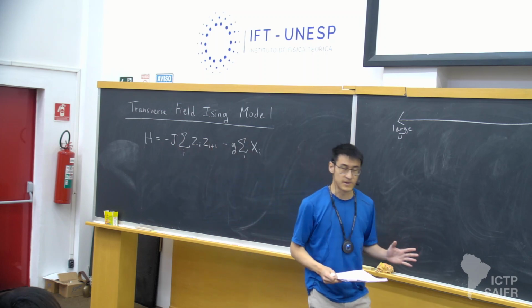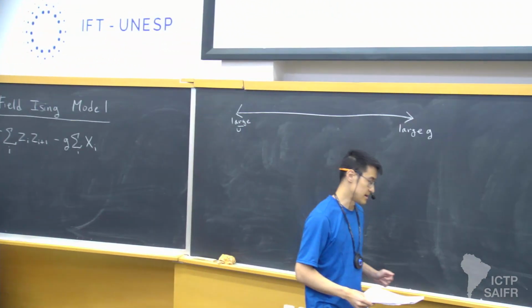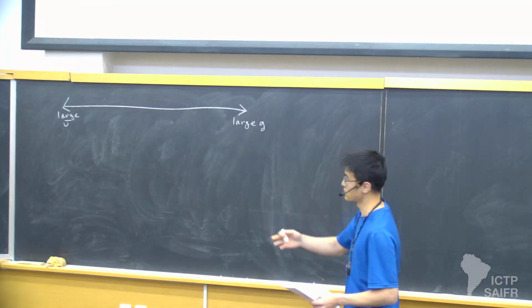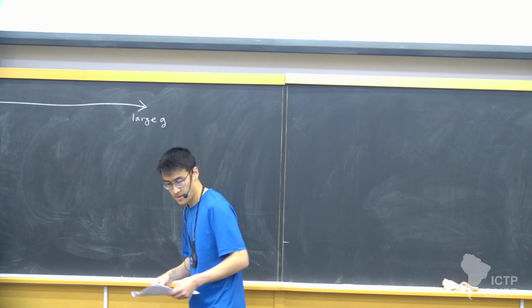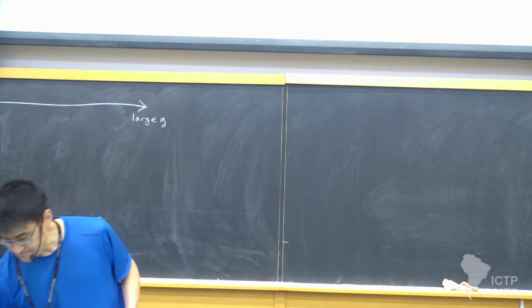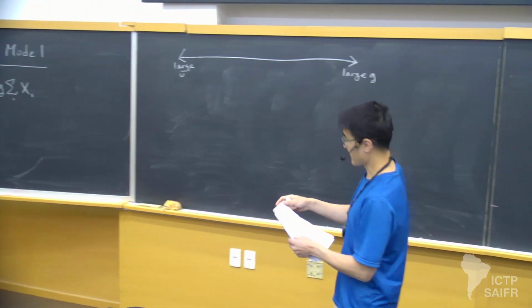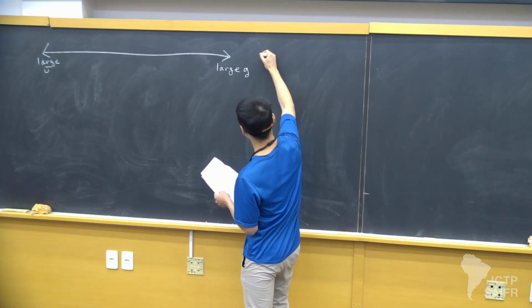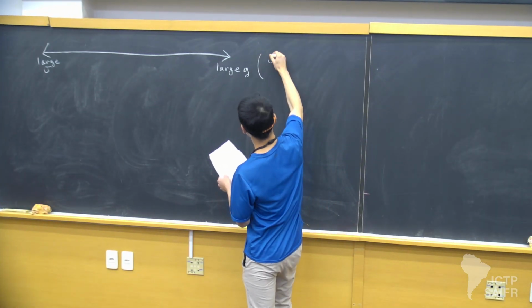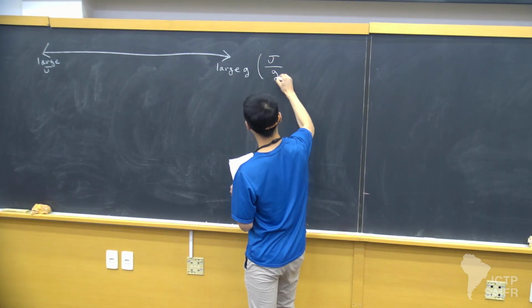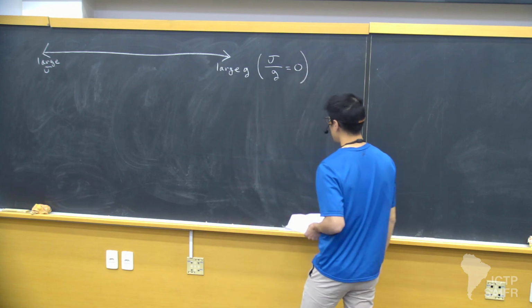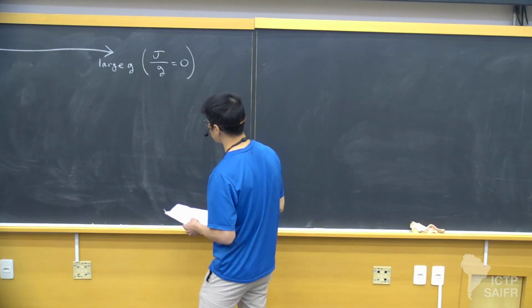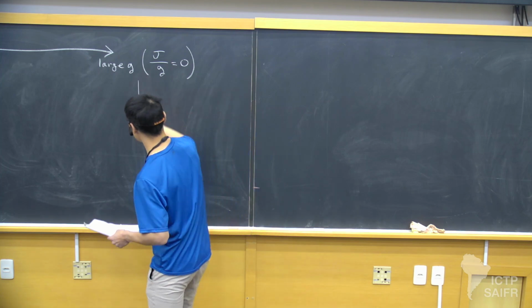So last time we began by looking at the two extreme limits of the model, right? We looked at the extreme limit, say when J over g equals 0. This is the very extreme limit. And so here we saw that the ground state is quite simple.